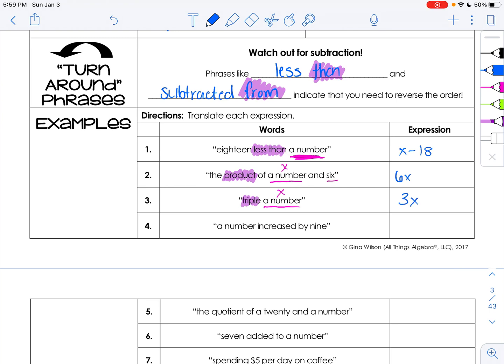A number increased by 9. Your key word or phrase here is increased. Again, the phrase a number can be translated as your variable and then increased by 9. So x plus, because increased is plus, 9.